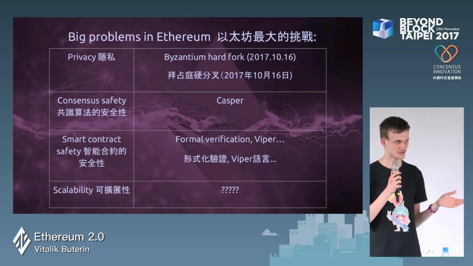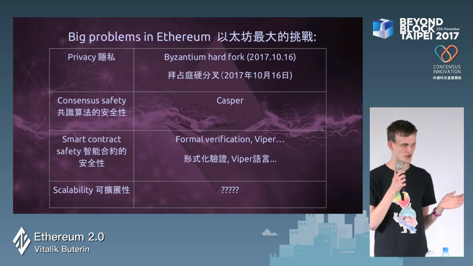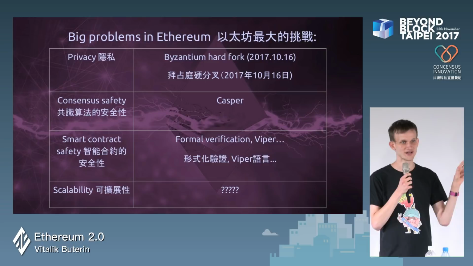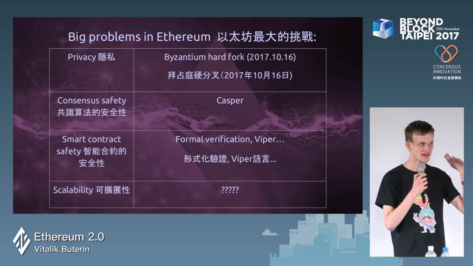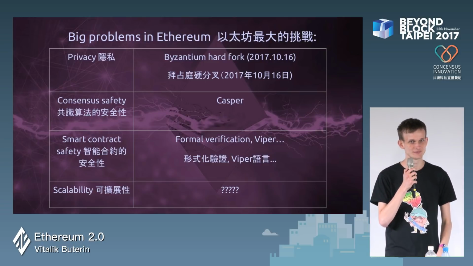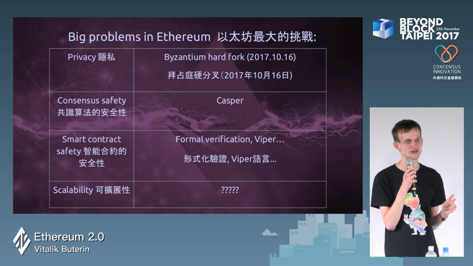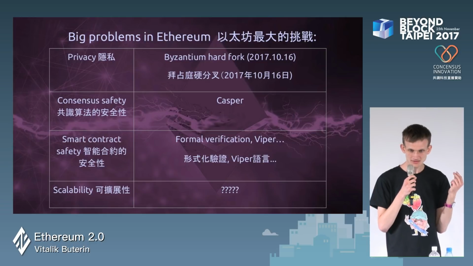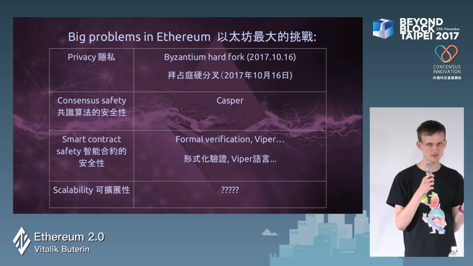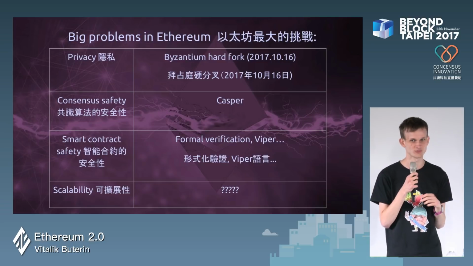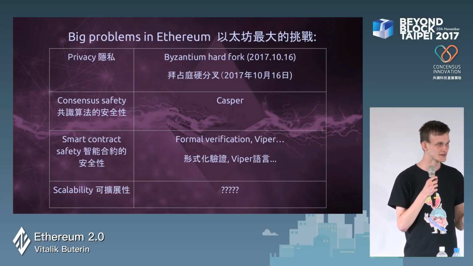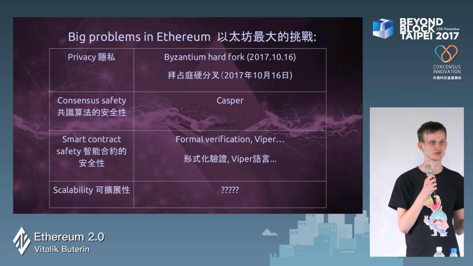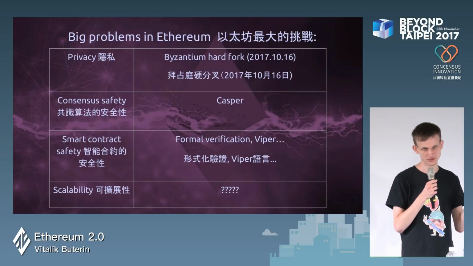And there's a bunch of ways to do this, including things like mixers, including things like state channels, also including some kind of higher tech cryptographic alternatives. And the Byzantium hard fork that Ethereum released about 5 weeks ago introduces support for some fairly fancy new cryptographic algorithms, so things like zero-knowledge proofs, some ring signatures, and so forth, that don't fully solve the privacy problem on their own, but do give us some very powerful tools on top of which we can start building the solutions.